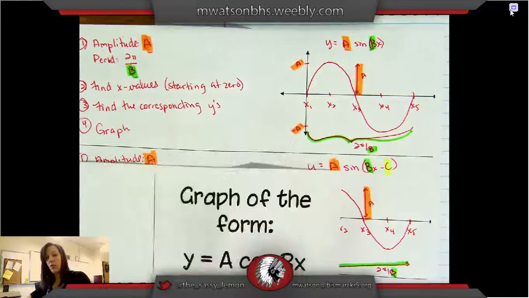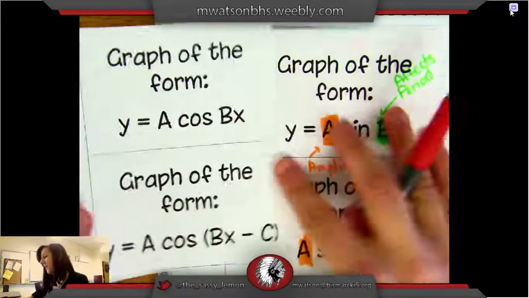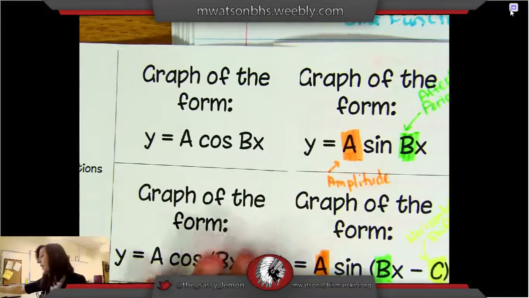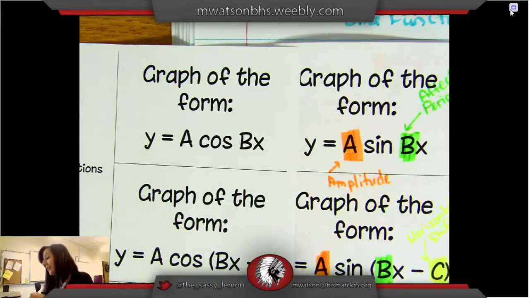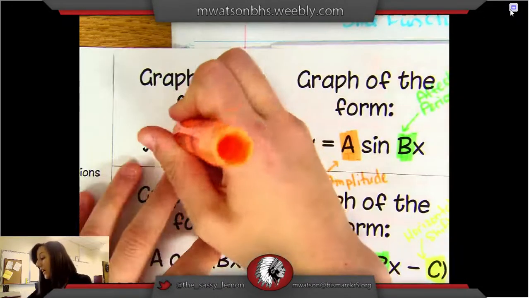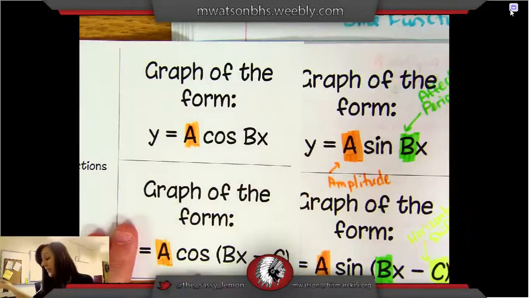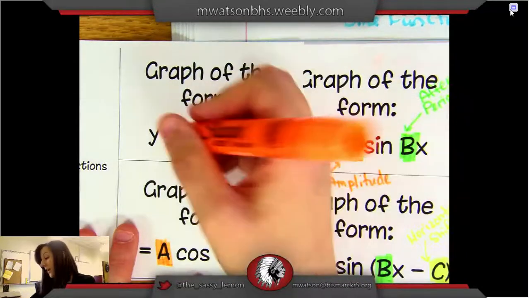Even the front of the foldable, same thing. So go ahead and just grab your highlighter and you're going to do the exact same thing that you did yesterday. The number in front of your function, whether it be sine or cosine, is always going to be the amplitude.